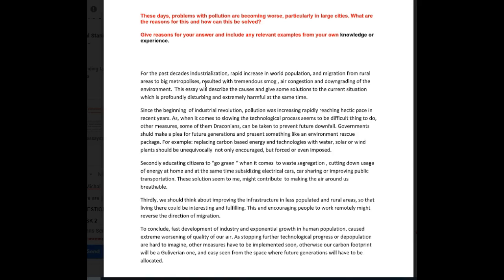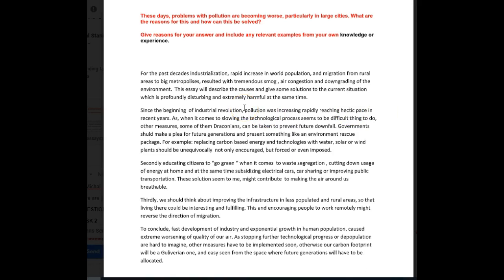Since the beginning of the Industrial Revolution, pollution has been increasing rapidly. When you have these words like this, since, for the past decades, you're basically committing yourself to using certain tenses, okay? They're called time markers, so you must know which tenses go with which time markers, okay? So it has been increasing rapidly, reaching a hectic pace in recent years.